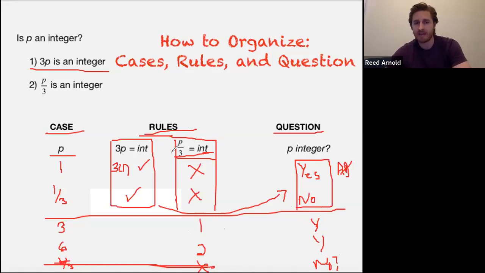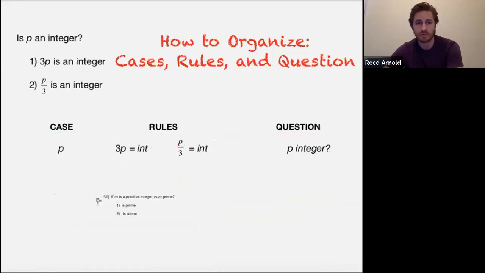Okay. I have to live in this circle. And if I try to get outside the circle, if I try to make p not an integer, I'm going to find I'm always outside this circle. And that's no good. I have to be in the circle. And so this is why the answer here is b. So I want you to use this organization here, case rule questions, to do this question here.